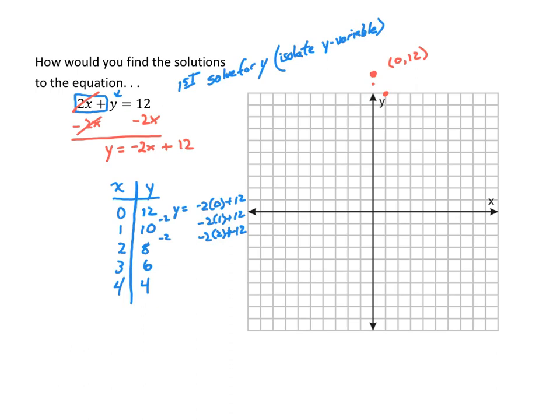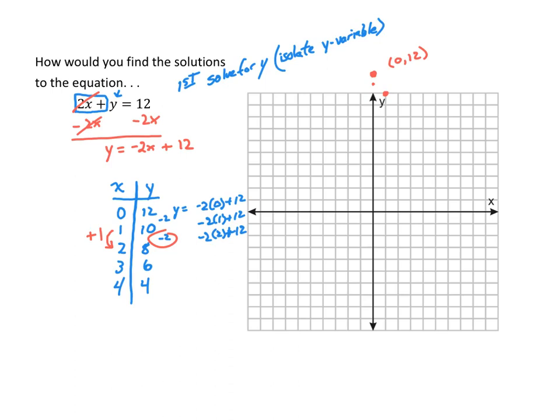Actually, plotting these points becomes easy if you just count from the previous point to the next point. So I'm not going to go back to the origin and go over 2 and up 8. I'm just going to start with my previous point that I had, like 1, 10. And then I know that every time I go 1 in the x direction, I'm going to go across 1. I have to go down 2 in the y direction.